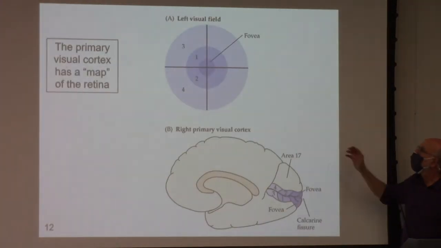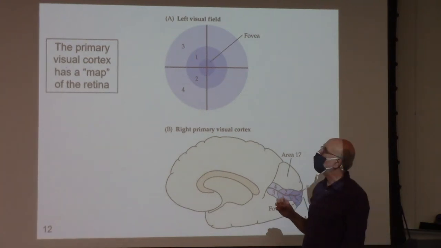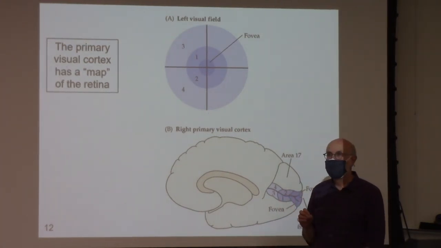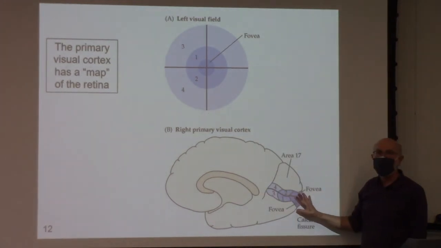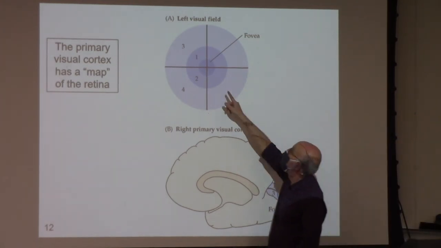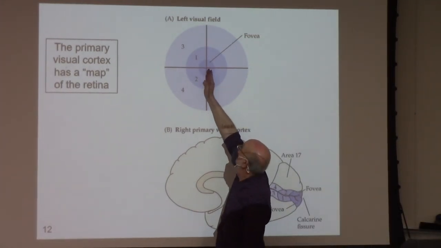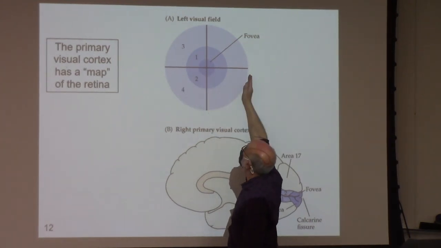Primary visual cortex. There is what's called a retinotopic map. There's a map of the retina on the primary visual cortex. So let's look at this. So here's the fovea. Here is the left visual field of the fovea and the right visual field.